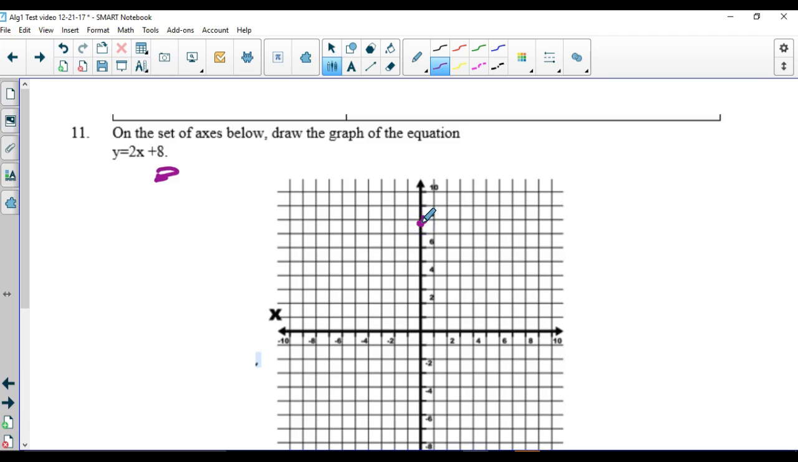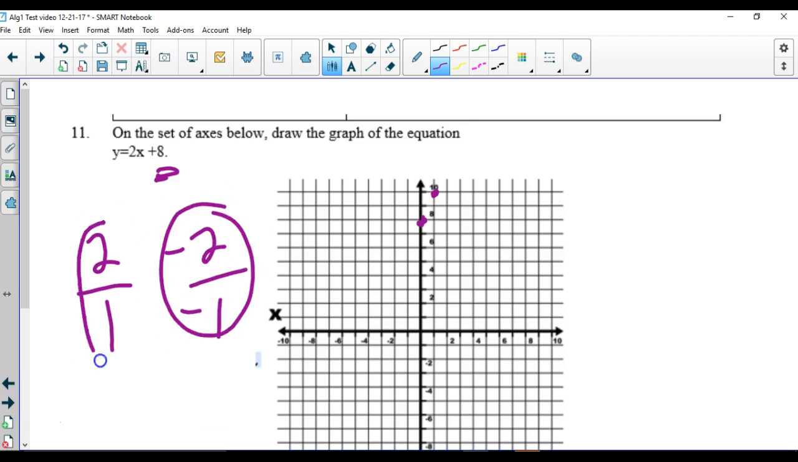I'm going to take my slope. My slope is 2 over a number, so that has to be 2 over 1. So I'm going to go up 2 over 1. Now, something I want you to remember. 2 over 1 is the same as -2 over -1. So remember, 2 negatives give you a positive. So you can do the same thing.